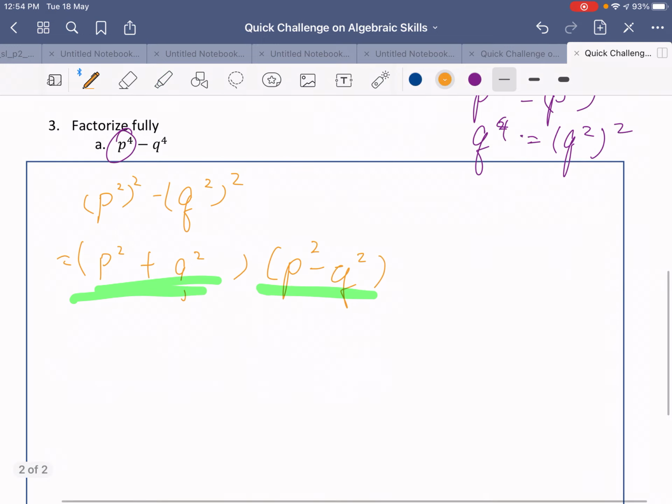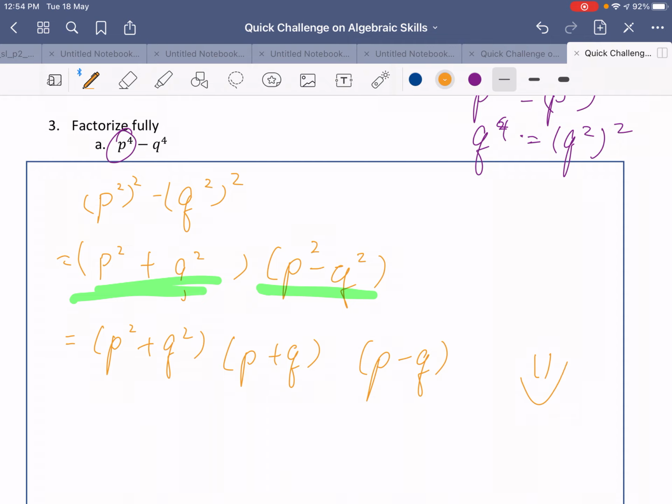So this bit becomes p plus q and p minus q, a plus b, a minus b. Alright, so this is fully factorized. Just remember, whenever you see something that still works like the identities, we continue to factorize it.